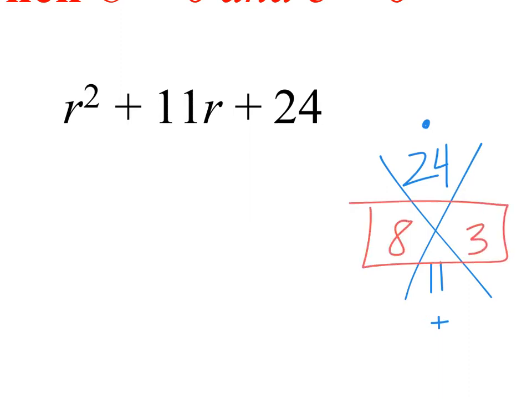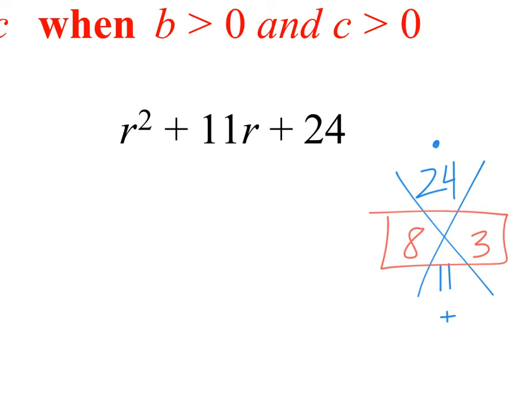here. And then you take those 2 numbers and you put them in parentheses. I'm not going to use x though. What variable am I using? R plus 8. So R and positive 8. R and positive 3. Miss Brandt, am I right? Multiply it out and check it yourself.